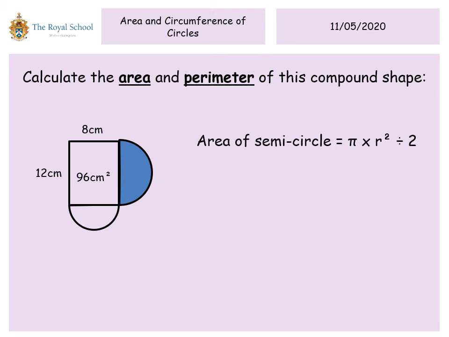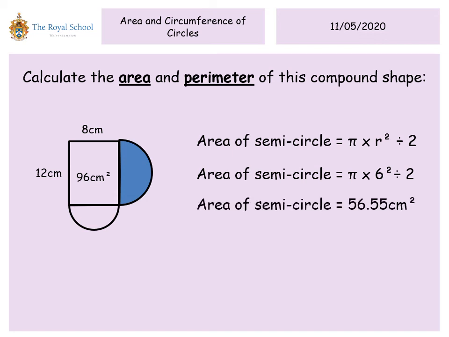So the area of the semicircle, pi times the radius squared, but then divided by 2 because we only have half a circle. As we said, our diameter here was 12. So our radius of this circle, if you imagine it as a full circle, is going to be 6. So we want pi times 6 squared, but then divided by 2. And that should give you 56.55 centimetres squared. And again, put that to one side because we need to piece all of these together at the end for our total area.